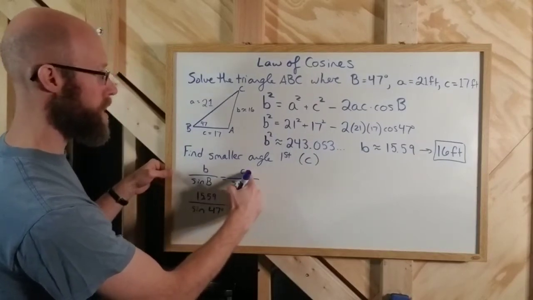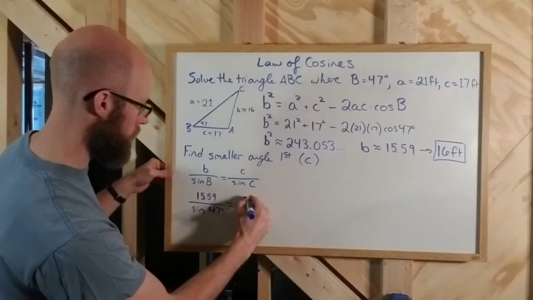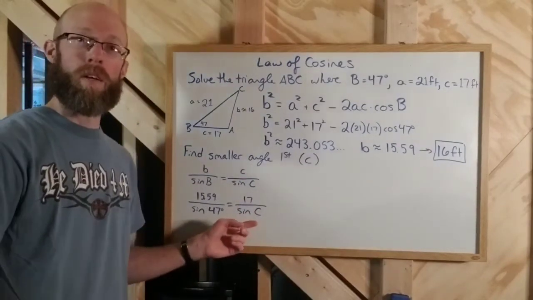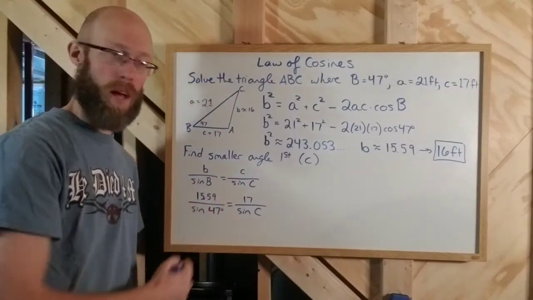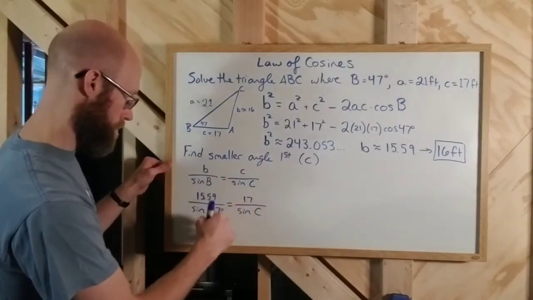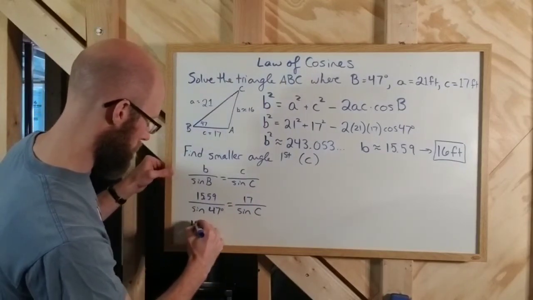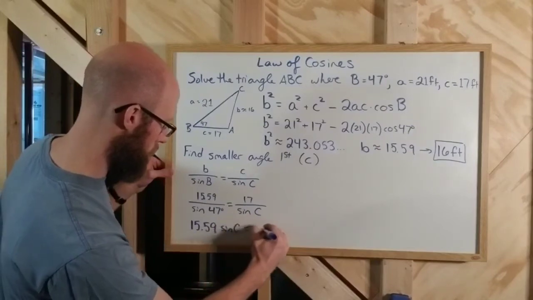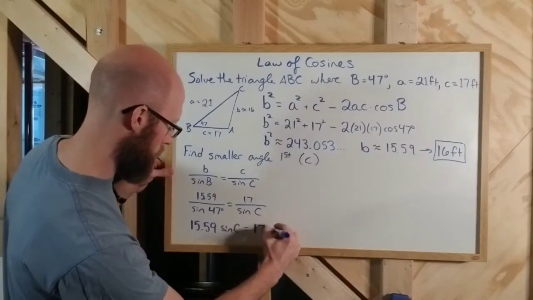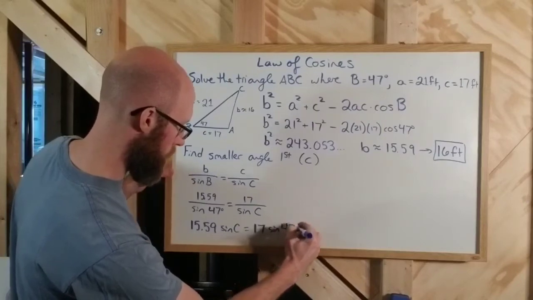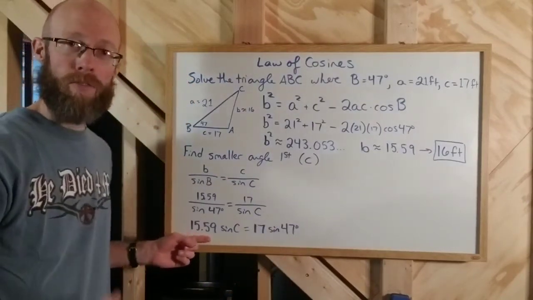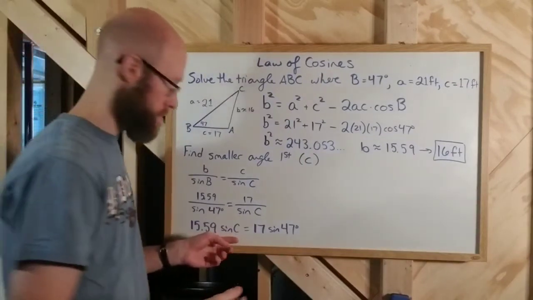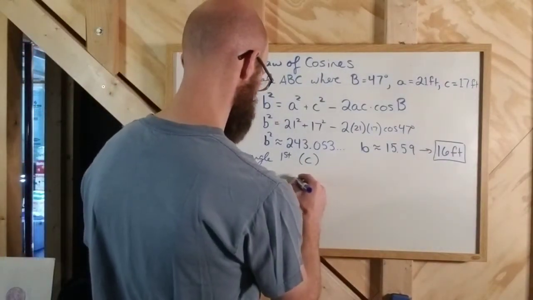Equals little c, which is 17, over the sine of big C, which we don't know. Now it's a proportion. I'm going to cross multiply. So I'm going to get 15.59 times the sine of C equals 17 times the sine of 47 degrees. If I divide by the 15.59 and then use the inverse sine, we'll find angle C. So I'm going to write that all in one step.